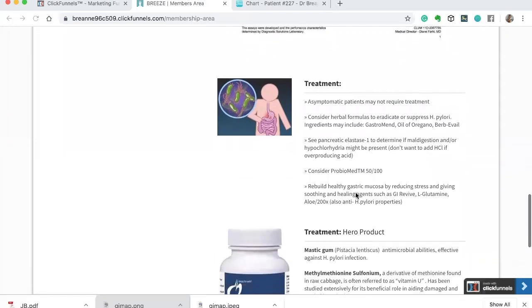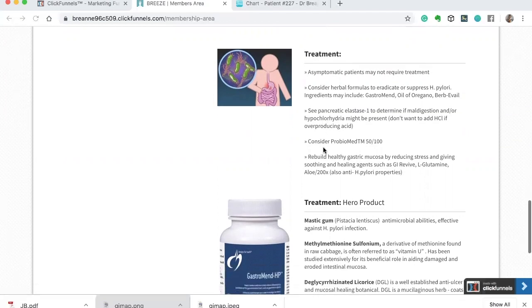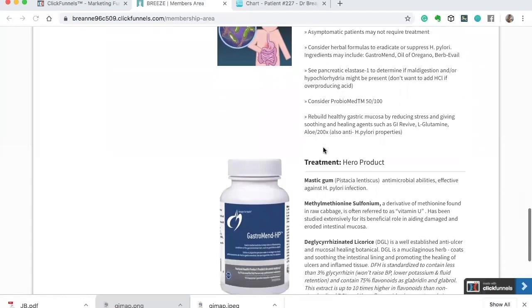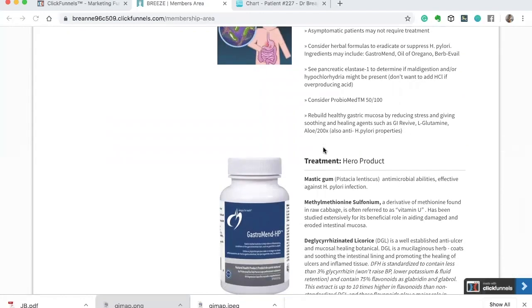And we also want to look at the pancreatic elastase, which is a marker of pancreatic digestive function, to see if maldigestion and or if hypochlorhydria versus hyperchlorhydria is present, because again, you don't want to add more HCl if they're already producing acid, or you never want to add more HCl if someone has an active ulcer. You can consider Probiomed 50 or 100 and rebuild the healthy gastric mucosa by giving things that are soothing like GI Revive, glutamine, aloe. Aloe vera actually has anti-H. pylori properties as well, in addition to be healing and soothing to the digestive tract.